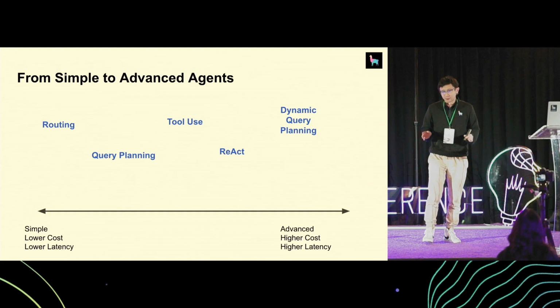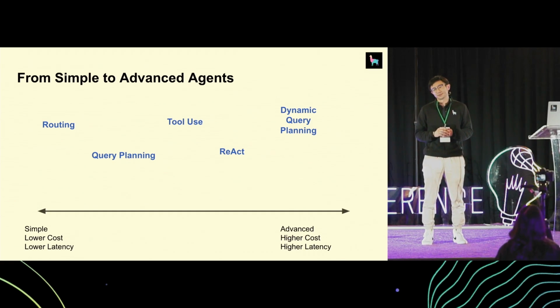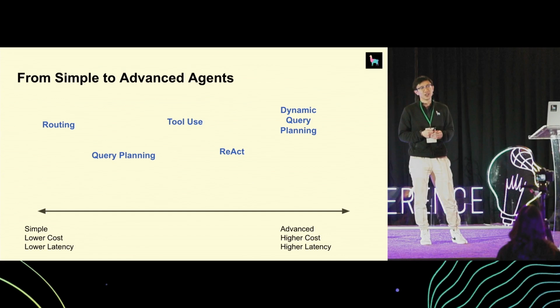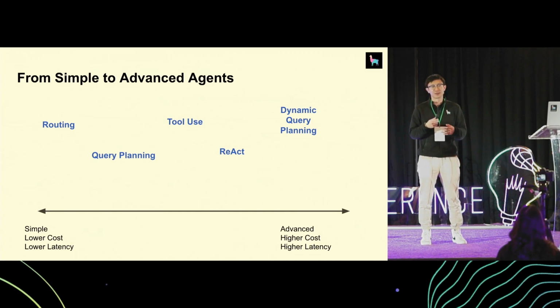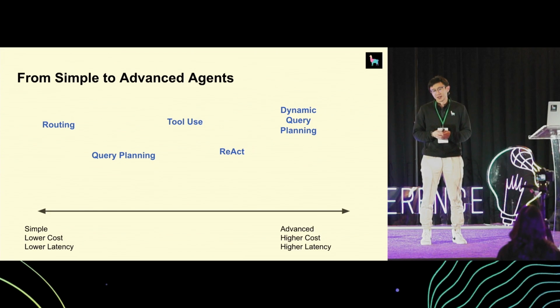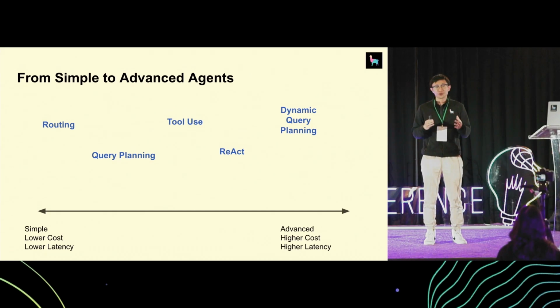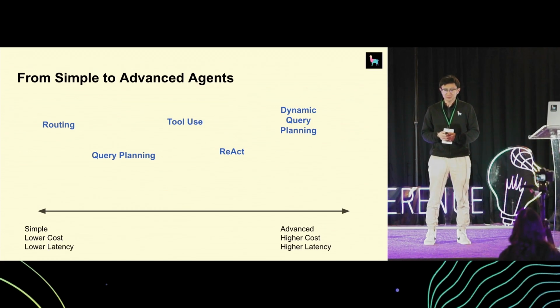So the spectrum I want to think about here is from simple to advanced agents. What does that actually look like? And we'll talk about that in layers from the most simple definition of what an agent possibly could be to something that's a bit more complicated like React, dynamic query planning, some of the recent papers coming out today. So simple stuff includes routing, right? Query planning, tool use in a single pipeline. And then you move on to more automated reasoning loops like React and query planning.